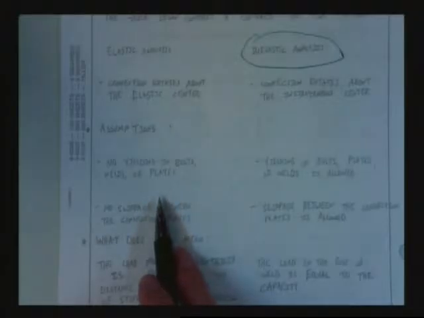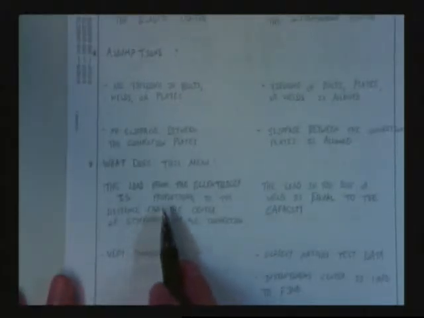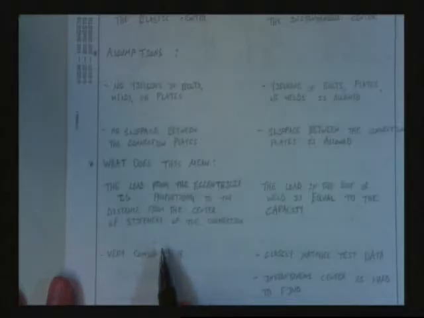Elastic analysis: connection rotation is about the elastic center. You make some assumptions that there's no yielding in the bolts, the welds, or the plates. There's no slippage between the connection plates. What does this mean? The load from the eccentricity is proportional to the distance from the center of stiffness of the connection. That's from the bending. It's extremely conservative.